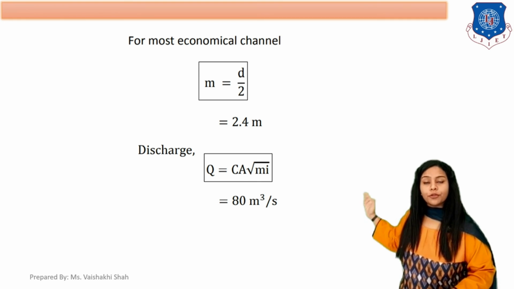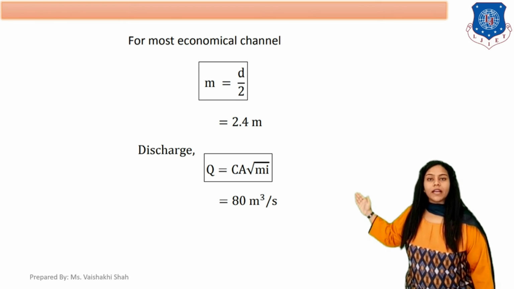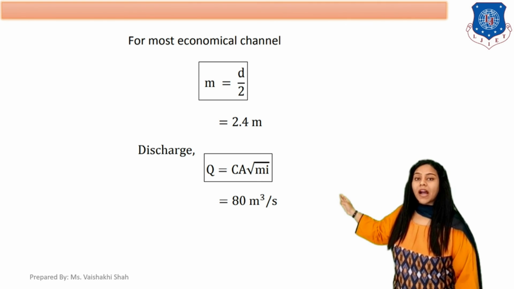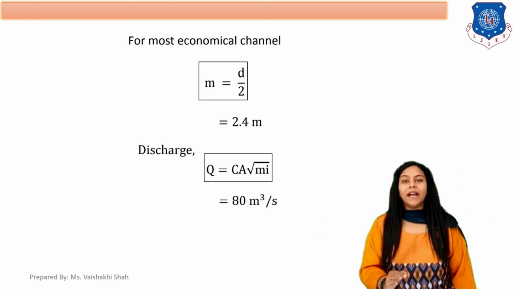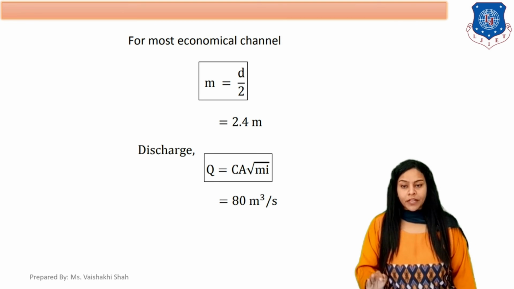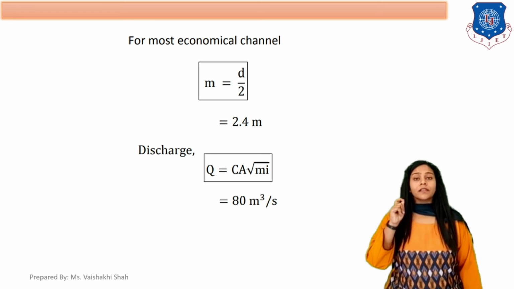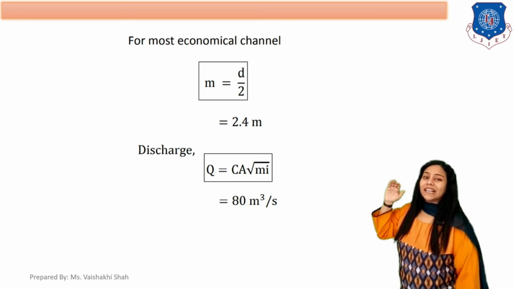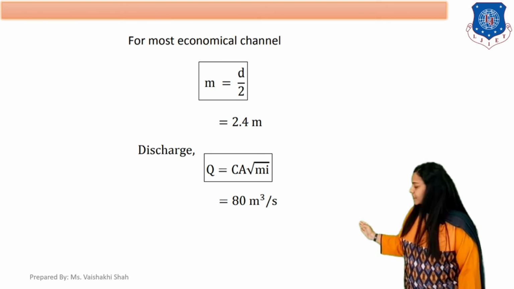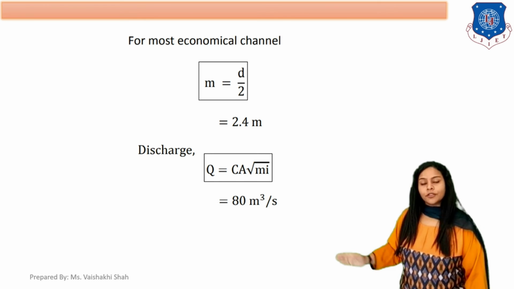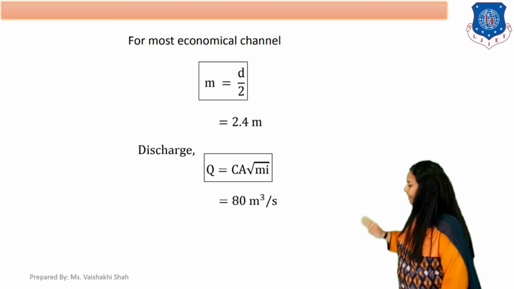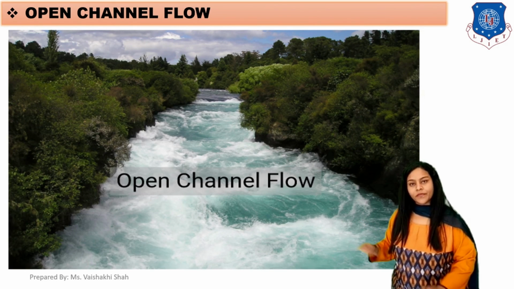The equation for discharge is Q equals C into A under root M I. What is C? Chezy's constant. What is A? Area. What is M? Hydraulic mean depth. And what is I? That is bed slope. So we have all the values here. Capital A is 40, C is 50, M is 2.4, and I is 1 divided by 1500. By placing all the values in the equation you get discharge equals 80 meter cube per second. Clear? So we found all three values asked in our example: B, width, D, depth, and discharge, which is your Q.